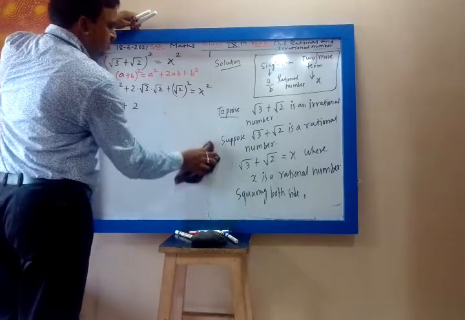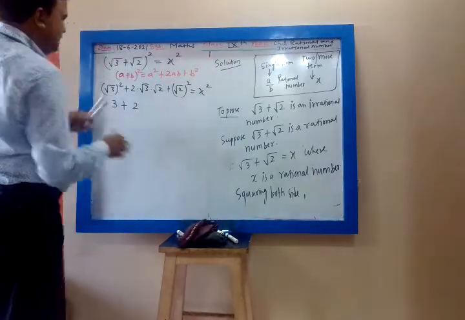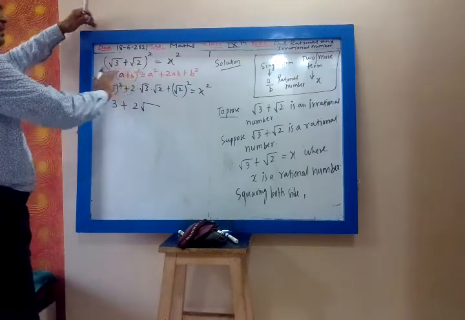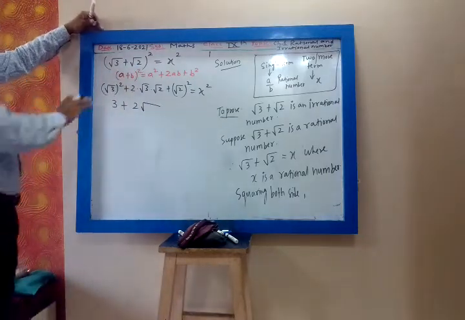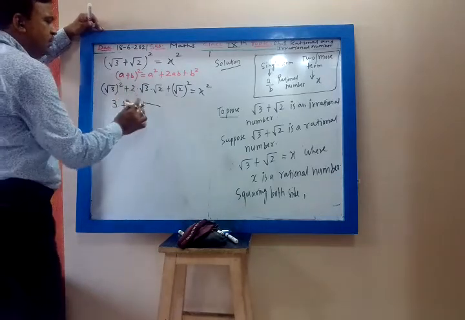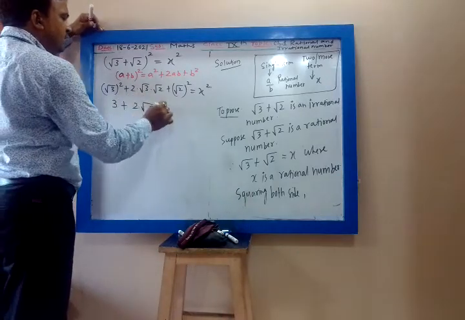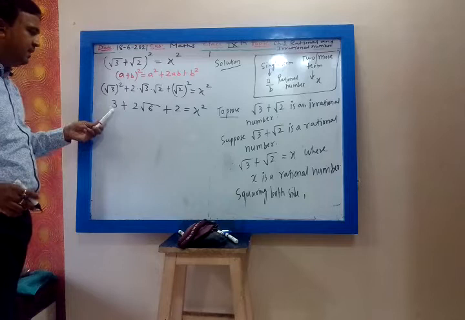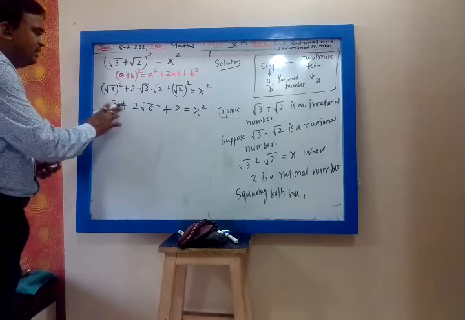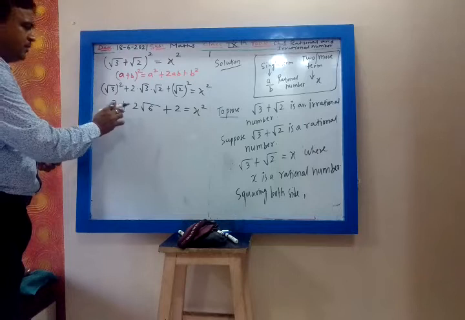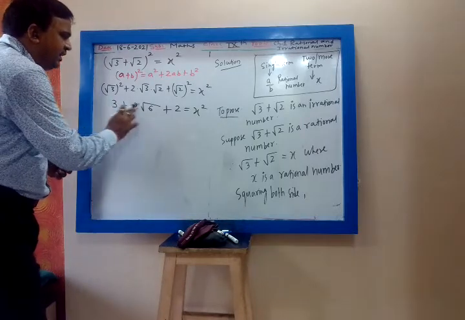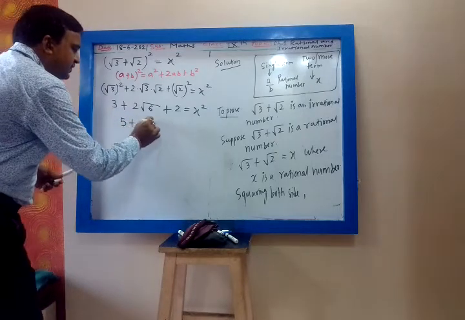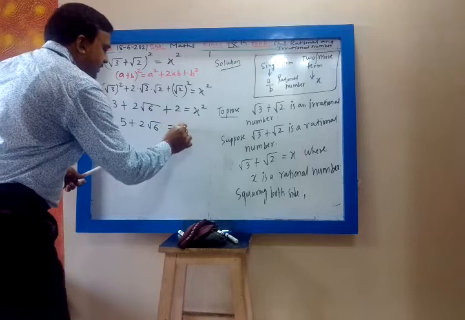No need to write the formula; I have written it for your understanding. Root a into root b will be root 3 into 2, which is root 6, plus root 2 square is 2, equal to x square. Now can we add 3 and 2? This 3 and this 2, I can add, yes. So you will get 5 plus 2 root 6 is equal to x square.